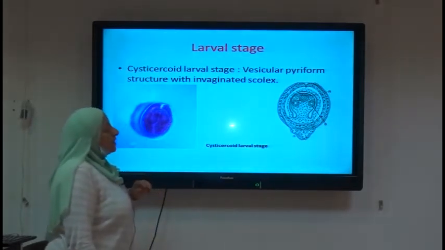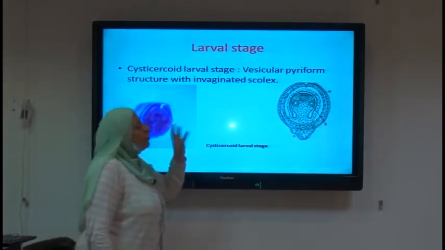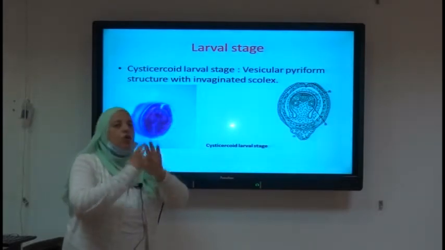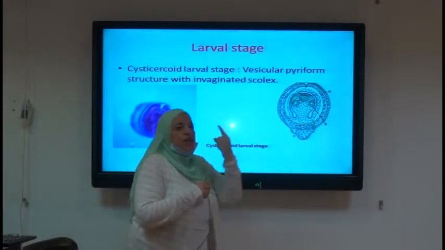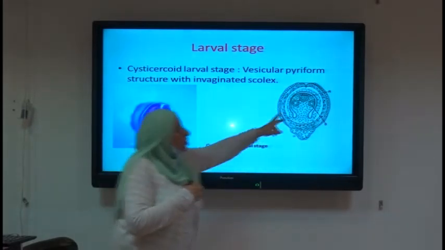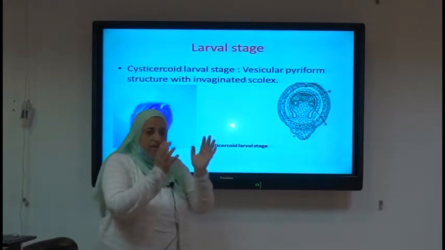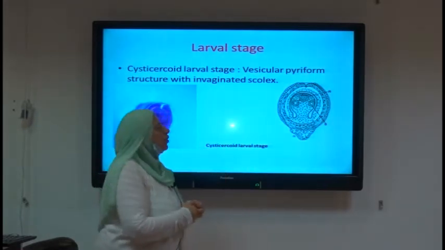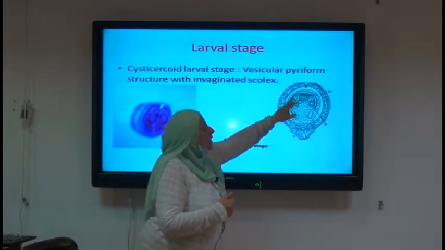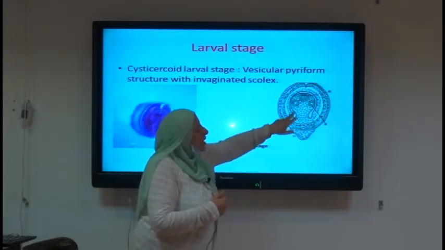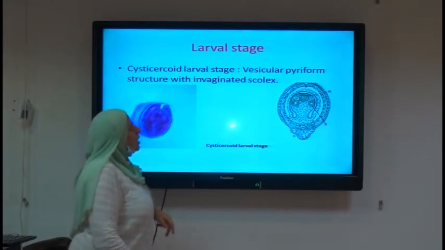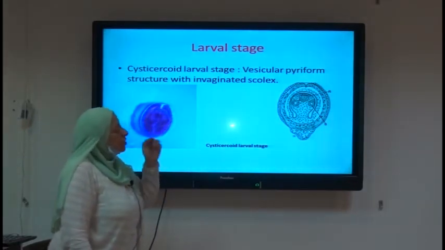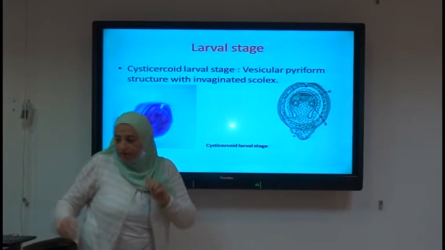What about the larval stage? The larval stage is in the form of a piriform, spherical or oval vesicle, enclosed inside an invaginated scolex. This scolex will later evaginate and develop to be the adult worm. This invaginated scolex is surrounded by a membrane, with a narrow space between the invaginated scolex and the outer membrane. So this is the larval stage, which is also present inside man.